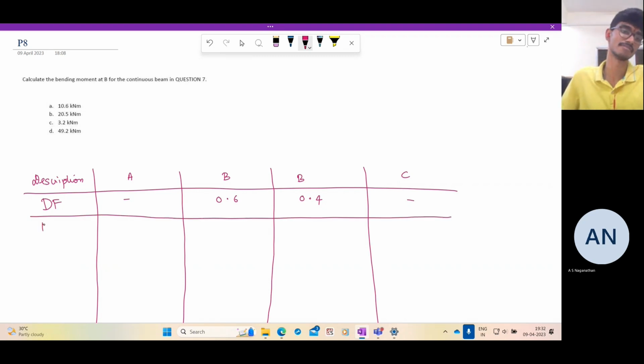And the fixed end moments, FEM. At A, what did we get? We got -4. At B, we had +4. Here it is -50. Here it is 50.